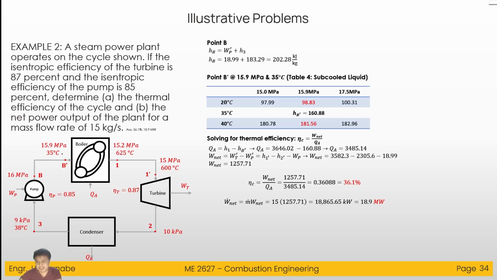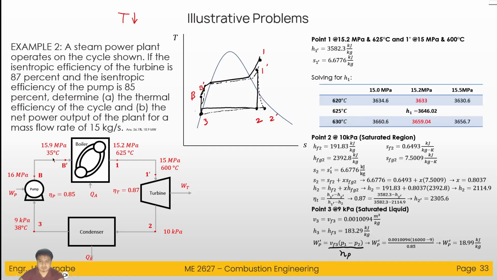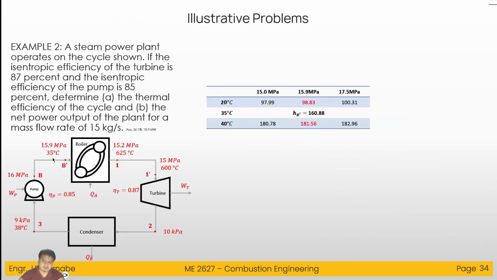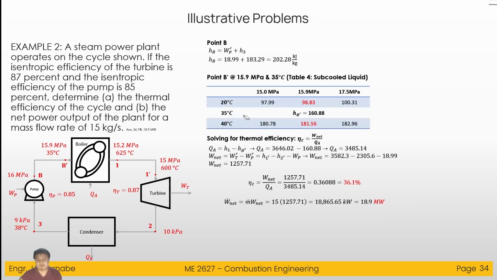So to find HB prime, this is a subcooled, no? Compressed liquid or subcooled. So B prime here, we need to also do a double interpolation, no? Pero in some cases, usually textbooks, they just do this. But you need to do the double interpolation as well. So given 15.9 and 35, we don't have 15.9, we don't have 35. So using table 4 for subcooled liquid, you need to find HB prime. Okay. And then after that, you get the HB prime.